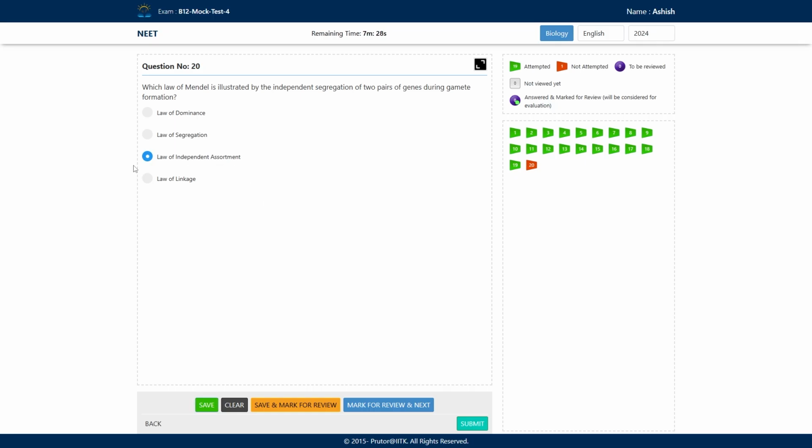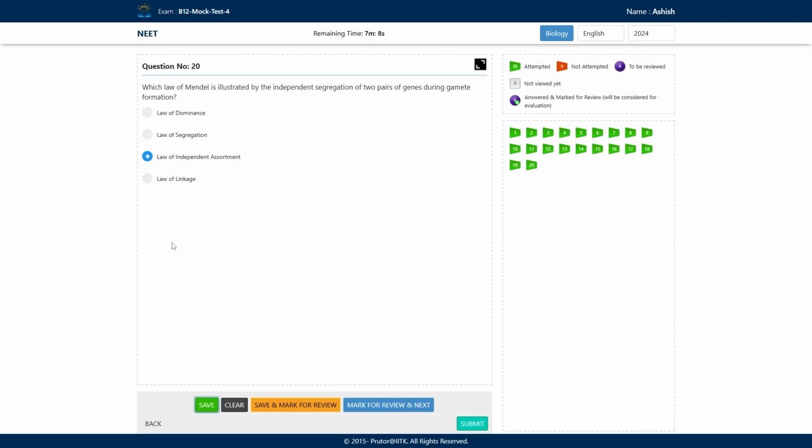Option C, the law of independent assortment, will be the correct answer. The law of independent assortment can be explained using a dihybrid cross, and due to the independent segregation of the two pairs of genes, you get new combinations in the F2 generation as well.